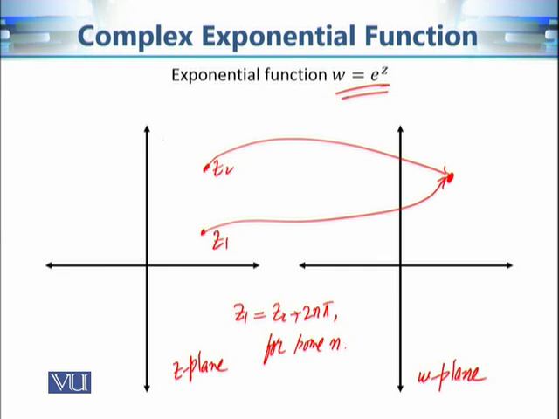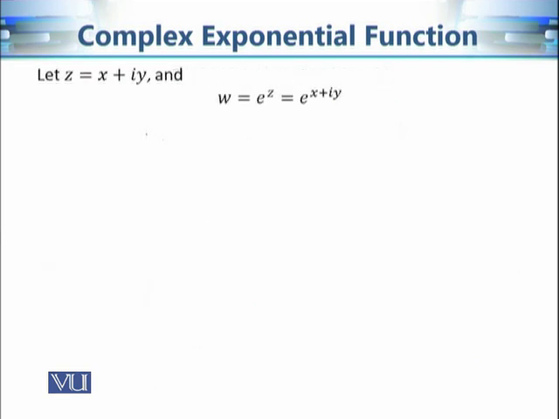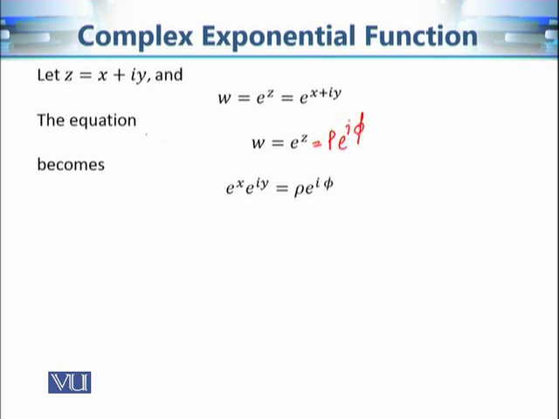Now we want to explore further. Given z equal to x plus iota y, and w equal to e raised to power z, the output is e raised to power x plus iota y. Now if we say that this output w is equal to rho e raised to power iota phi, using polar coordinates in the w plane as well, then e raised to power x plus iota y is equal to rho e raised to power iota phi.